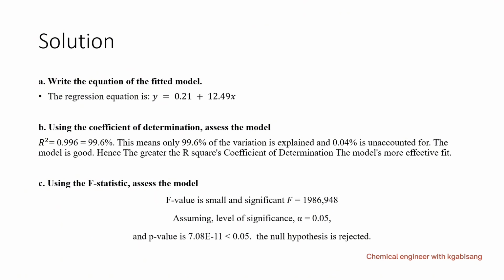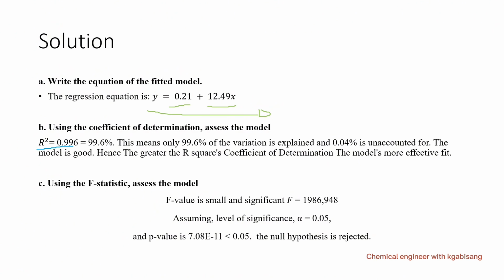To answer the first question, like we said, we are going to write our equation in the form of a linear expression. So our intercept and the X variable were written down as well. Hence, we can express our equation in this format over here. Secondly, we are asked to use the coefficient of determination to assess the model fitness. Because we got R squared equal to 0.996, it simply means 99.6% of the variation is explained and accounted for, and only 0.4% is unaccounted for. So definitely this model is effective and a much better fit compared to our previous model.